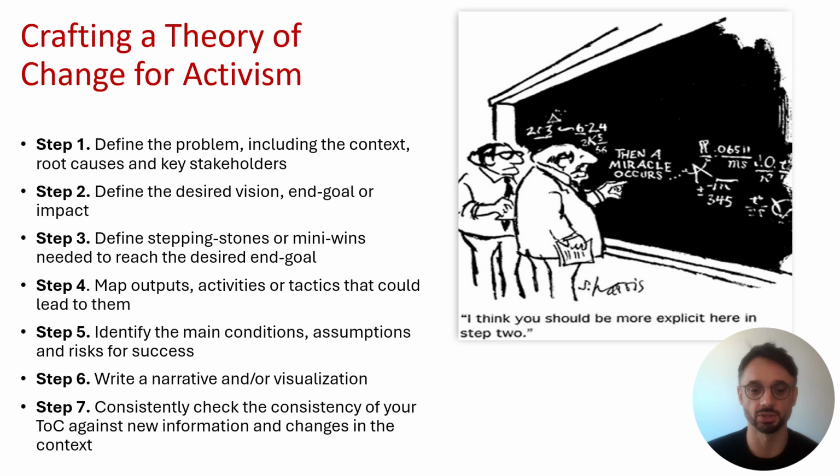The 6th step is to try and write that theory of change out as a narrative or a visualization, or perhaps a mix of the two. Lastly, as your strategy unfolds and you begin to enact your actions and tactics on the ground, you need to constantly revisit that theory of change and update it with new information you get about the context, the stakeholders, and what's working and what's not.